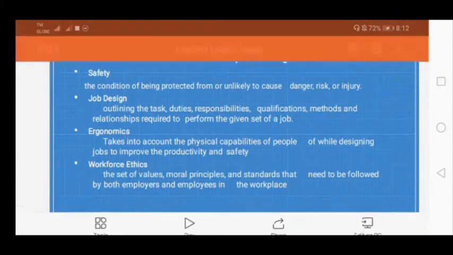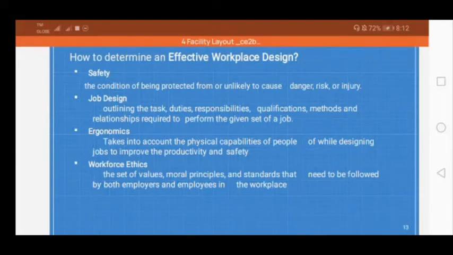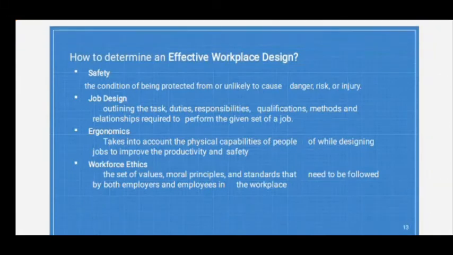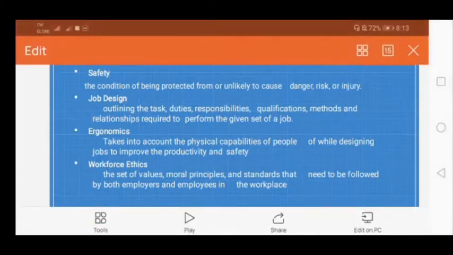Then the third one is ergonomics. It takes into account the physical capabilities of people while designing jobs to improve productivity and safety. So from the word productivity, it improves employees' engagement if an employee does not experience discomfort, strains, or fatigue during their workday. So it can reduce turnovers or decrease absenteeism, and increase employee involvement.